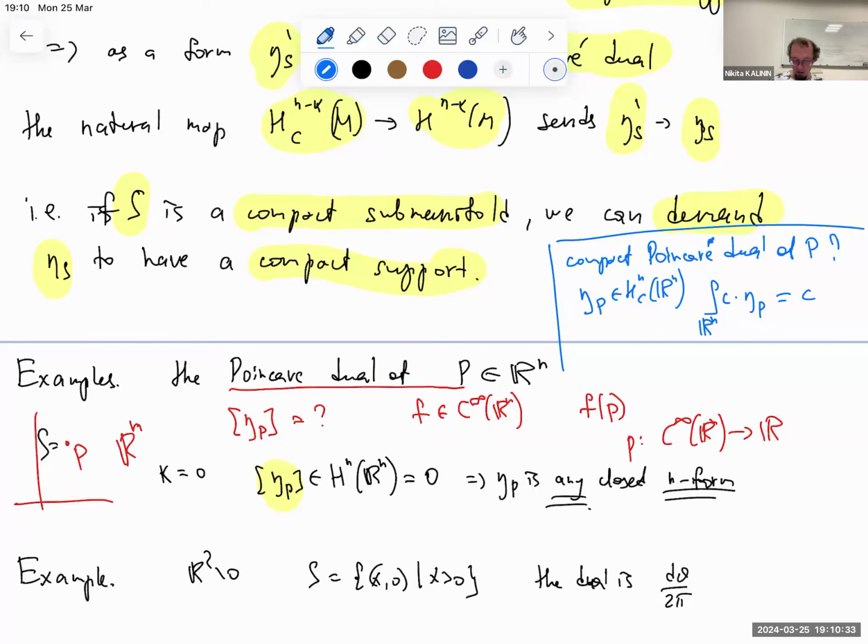Right, and to do that, it's enough to take any form eta, just such that the integral is 1 and with compact support. Just take any form like that, and it will be a generator of this cohomology group. And it provides us this duality.